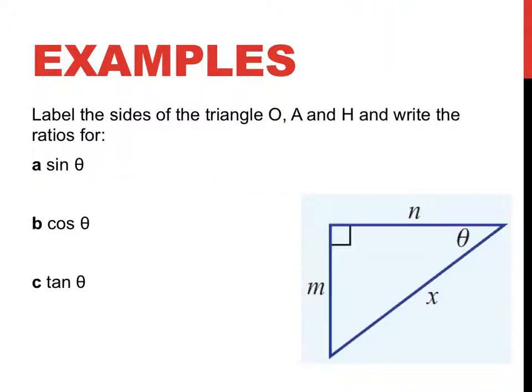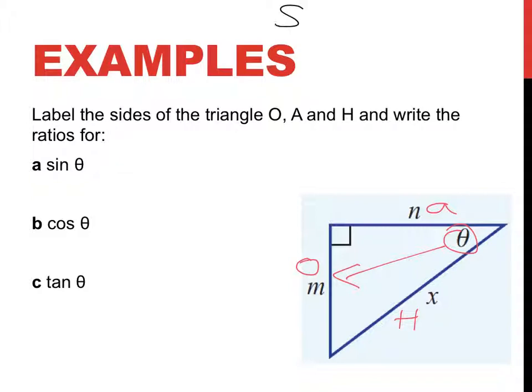Label the sides of the triangle for this question, O, A and H, so that's the first thing I do. That's my hypotenuse. Here's my angle, so the opposite one is going to be that, and the adjacent one, the one next to it, is going to be that there. Let's write the sine.